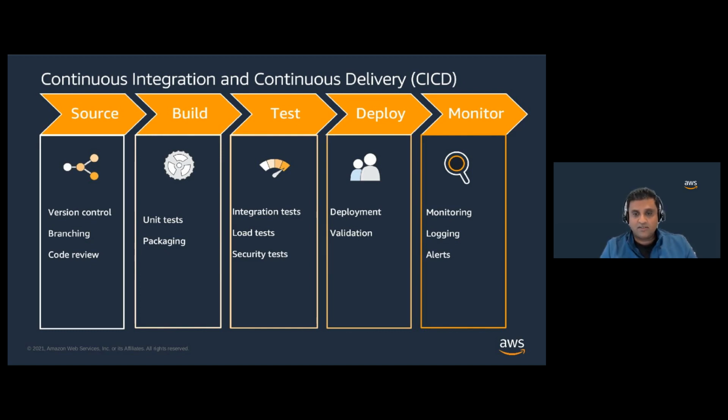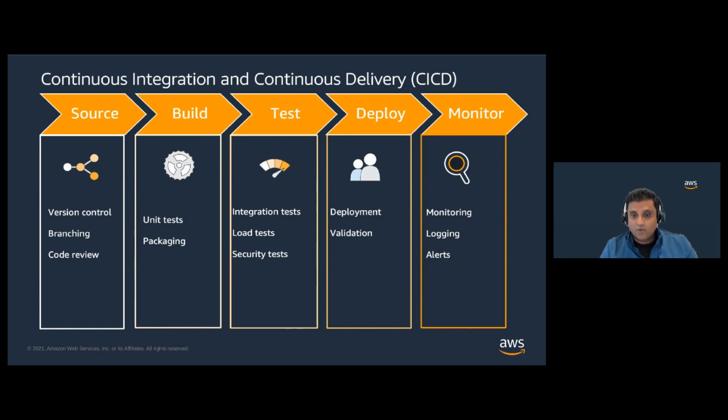In the deploy stage, software deployments are fully automated, allowing you to deploy reliably and rapidly. You can consistently deploy your applications across your development, test, and production environments. As an example, AWS CodeDeploy is a fully managed deployment service that automates software deployment to a variety of compute services such as Amazon EC2, AWS Fargate, AWS Lambda, and your on-premises servers.